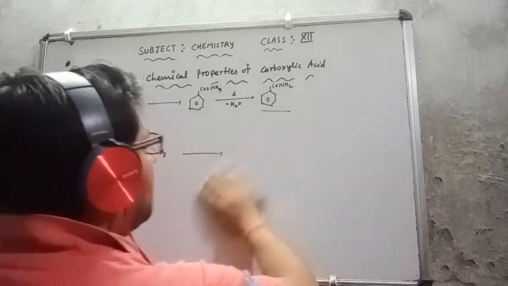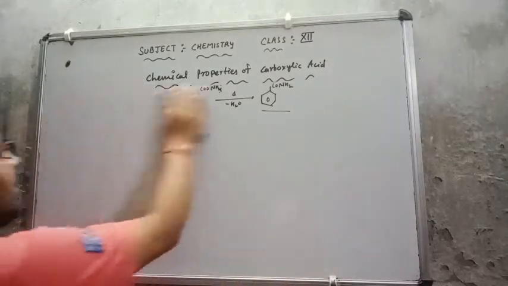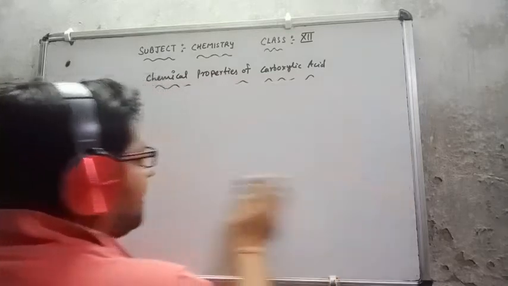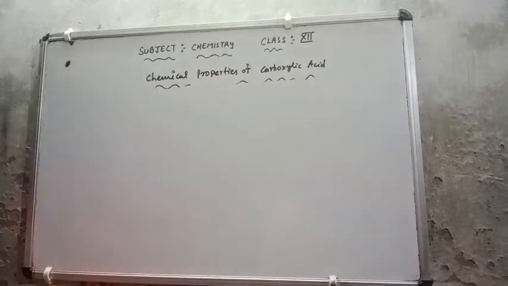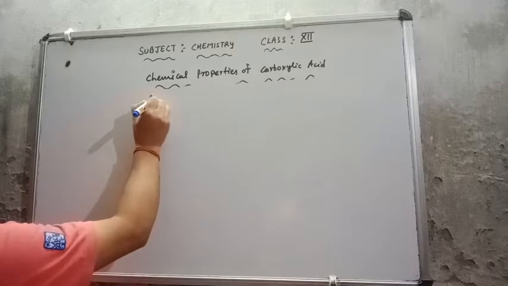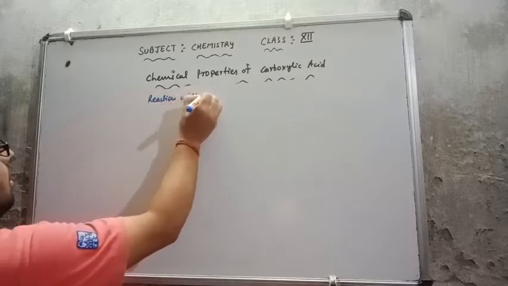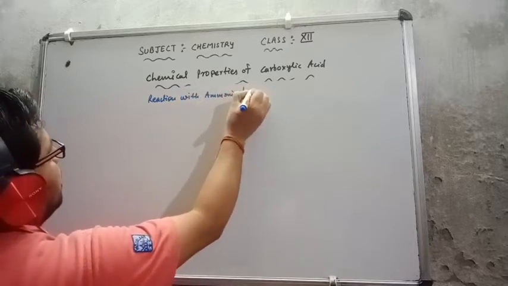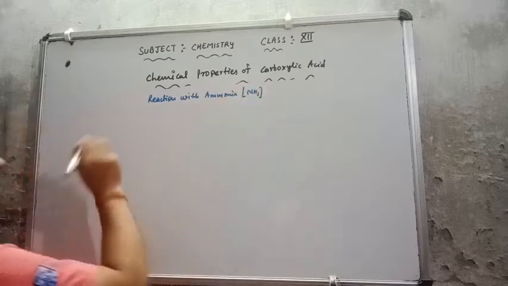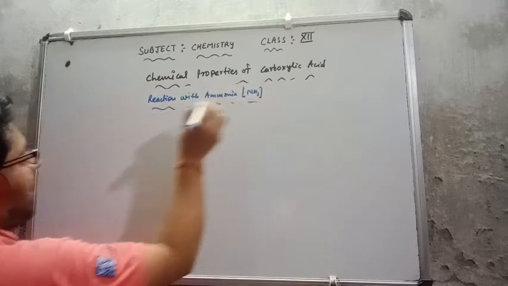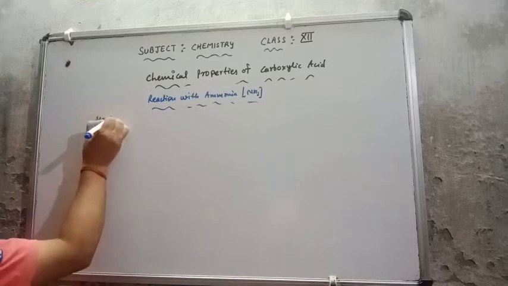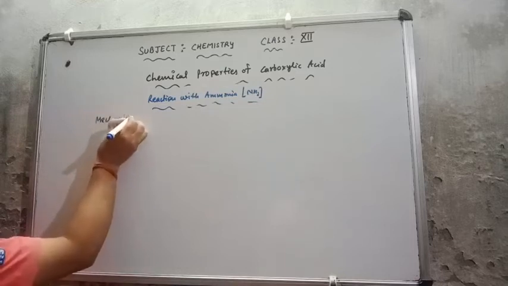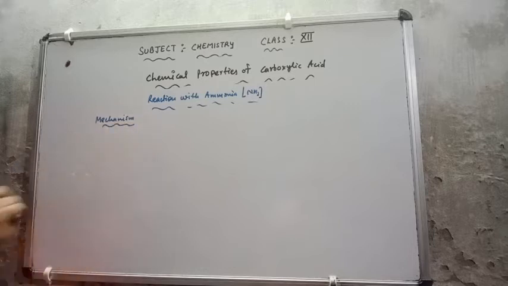Mechanism of the reaction when ammonia reacts with carboxylic acid. So the topic name is reaction with ammonia, meaning this is NH3. Now I'm going to talk about the mechanism of this reaction, how this reaction is completed, in which way.